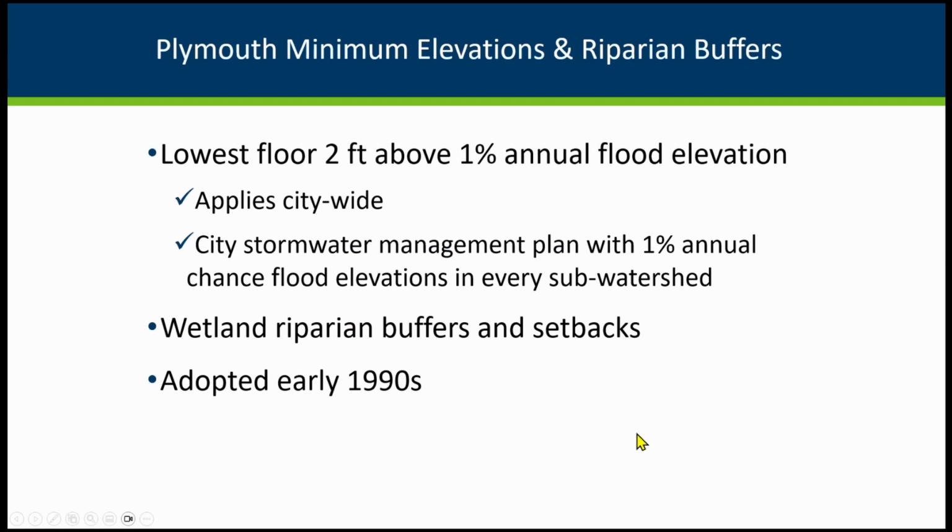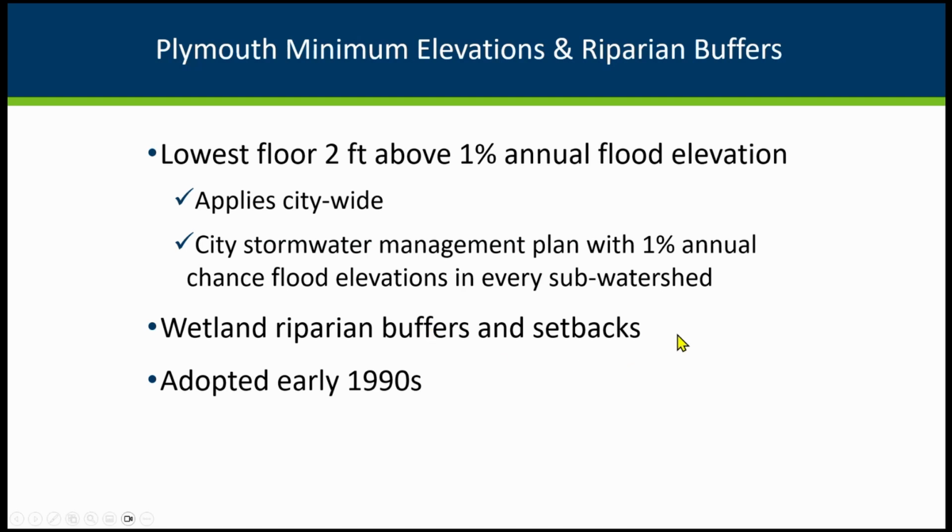And they had a citywide stormwater management plan. They'd calculated what their 1% annual chance flood elevation would be in all these sub-water basins. So they said, within all of these sub-watersheds where we've got these calculated flood elevations, for any of the buildings in those sub-watersheds, we're going to require that their lowest floor is 2 feet above that. Citywide, they started having these.